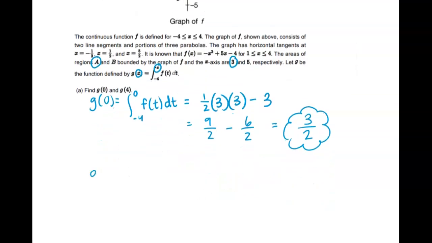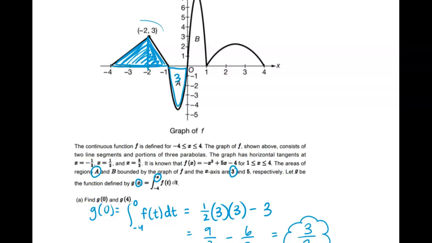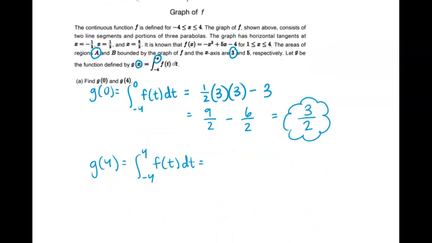G of 4 will go about pretty much the same. So now instead of -4 to 0, it's -4 to 4 of f of t dt. And -4 to 4, well, we already did -4 to 0. We don't have to calculate that again. So -4 to 4 is really 3/2 plus the integral from 0 to 4 of f of t dt.